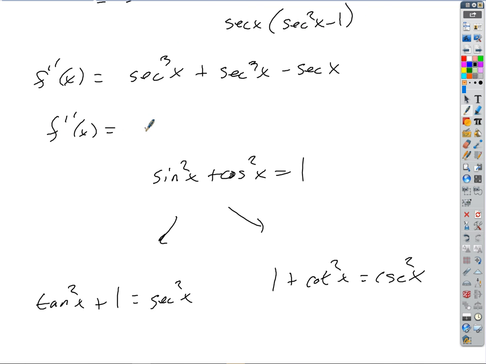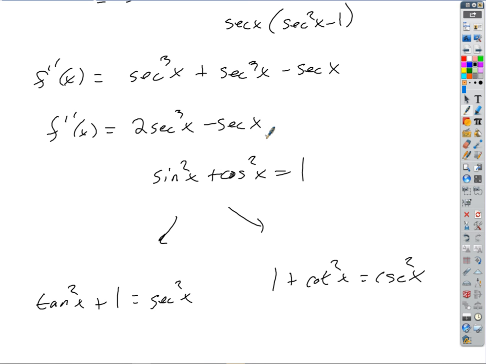My second derivative is 2 secant cubed x minus secant x. So now I've got it written as a function of only one trig function, right? Which makes things a little bit easier if I wanted to work with that second derivative.